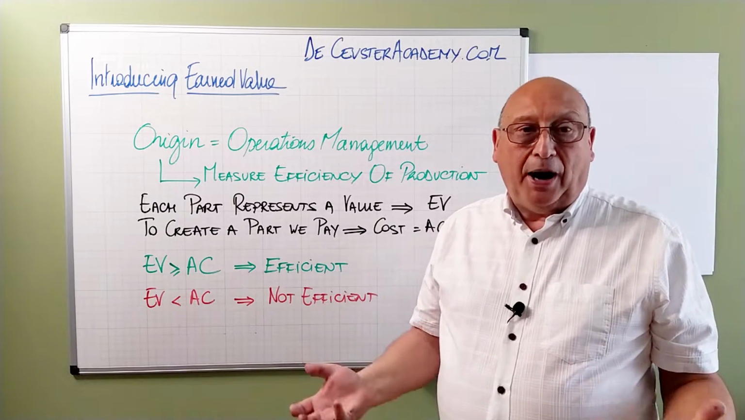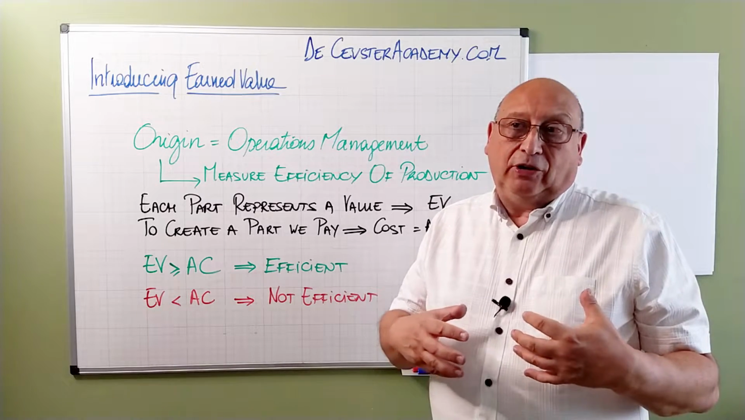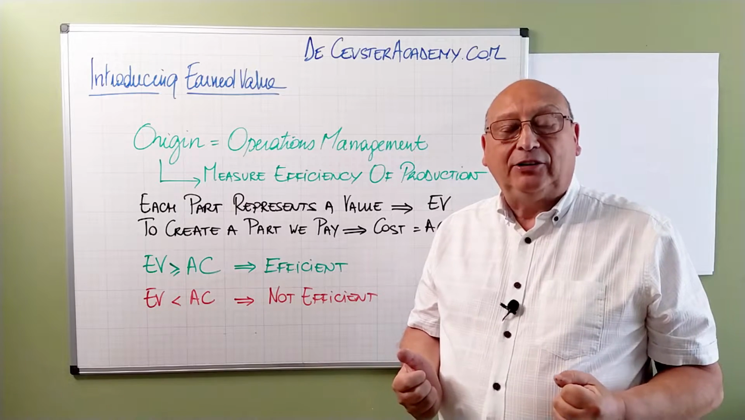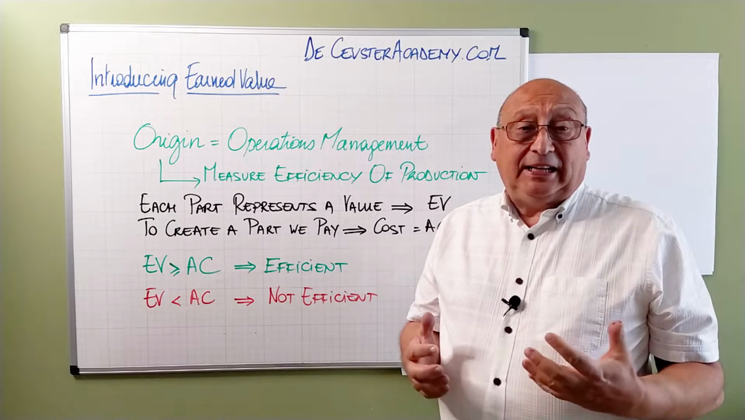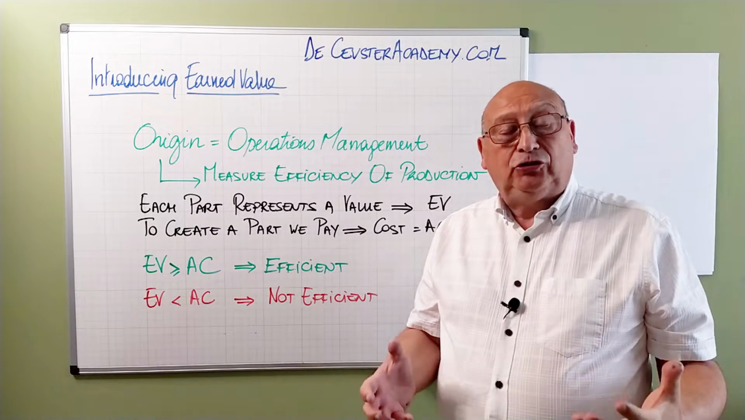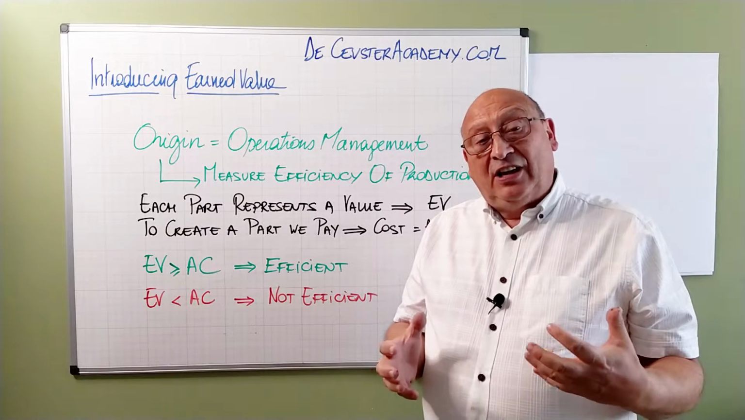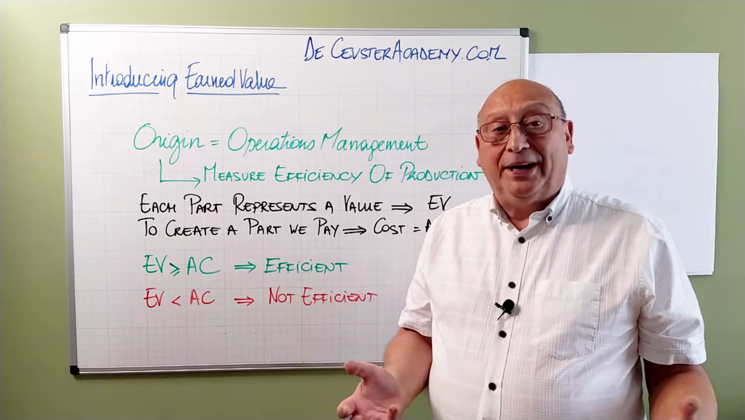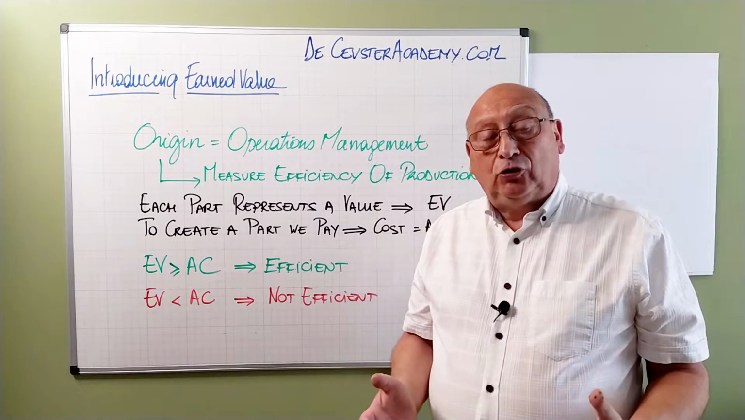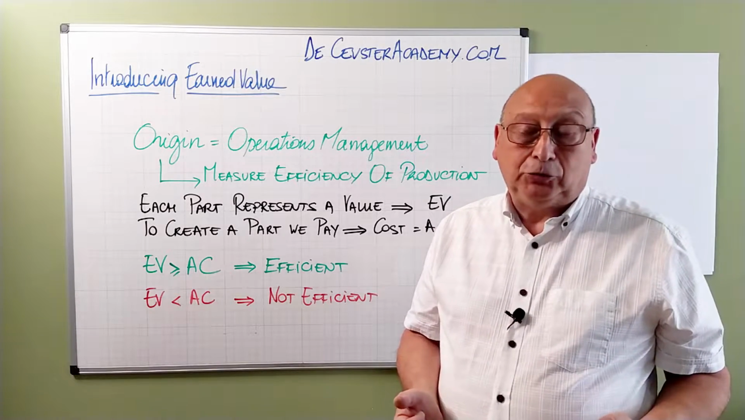Factories were producing parts, and every part that was produced related to a certain value. What is the value of that part? The second thing people were looking at was measuring how much it costs to create that part. And basically this is the principle that has been adopted for projects and what we call today earned value management.